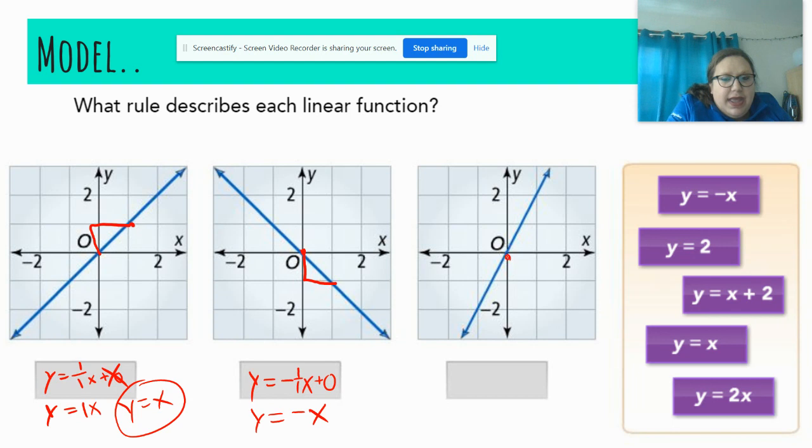All right, let's look here. We still have a y-intercept of 0. Our slope is going to be up 2 over 1. So this is going to be y equals 2x, because that's our slope, plus 0, that's our y-intercept, which is just going to be y equals 2x.